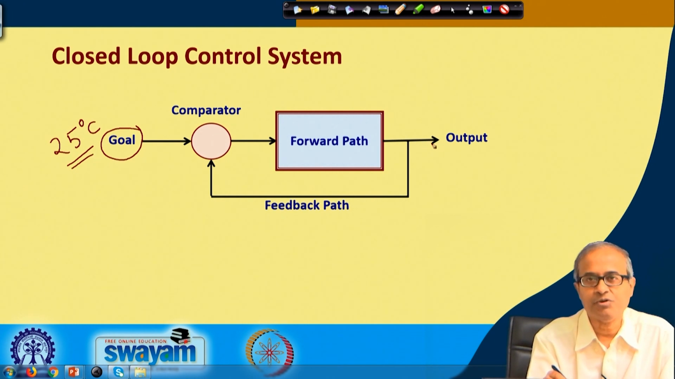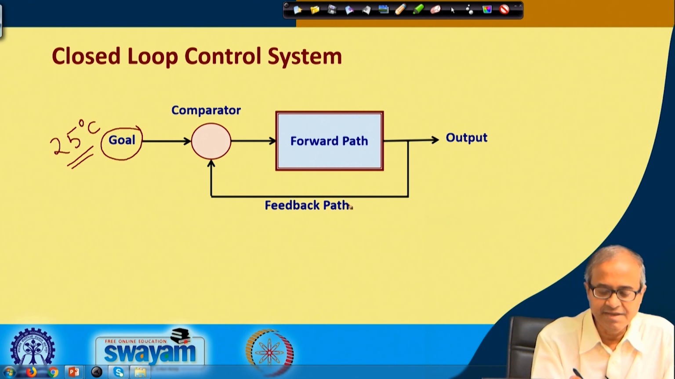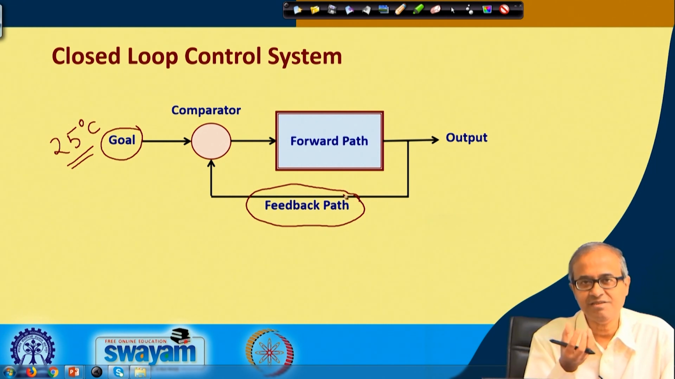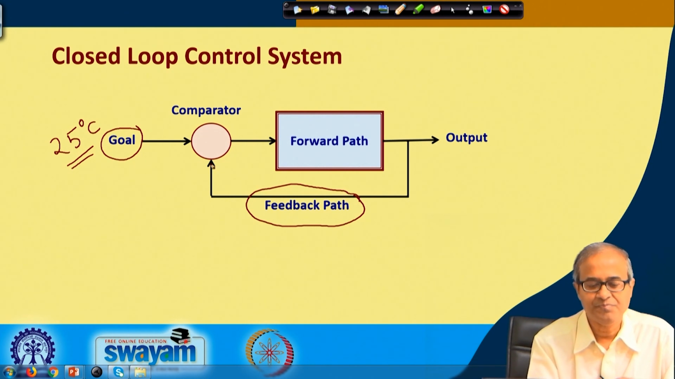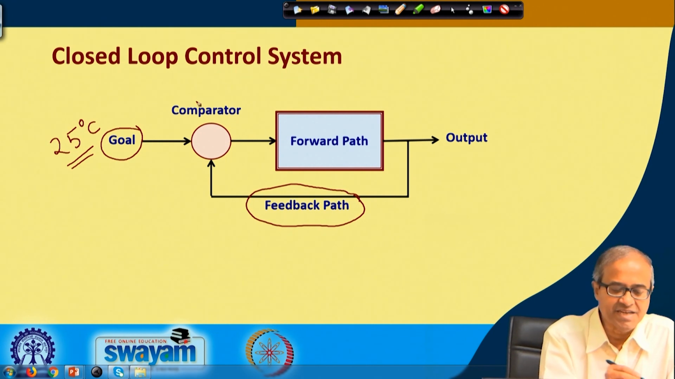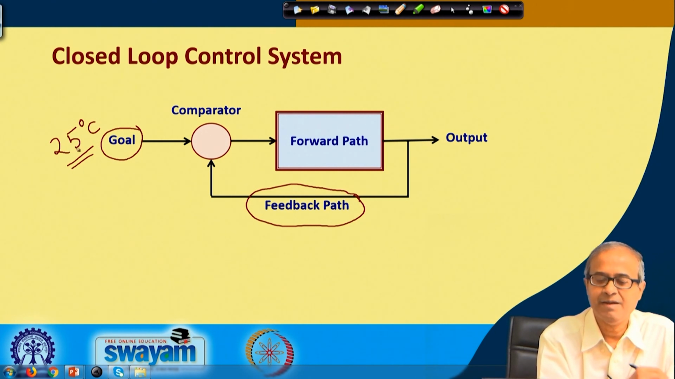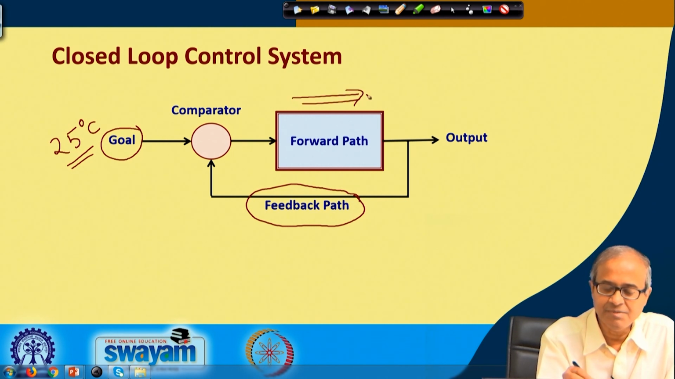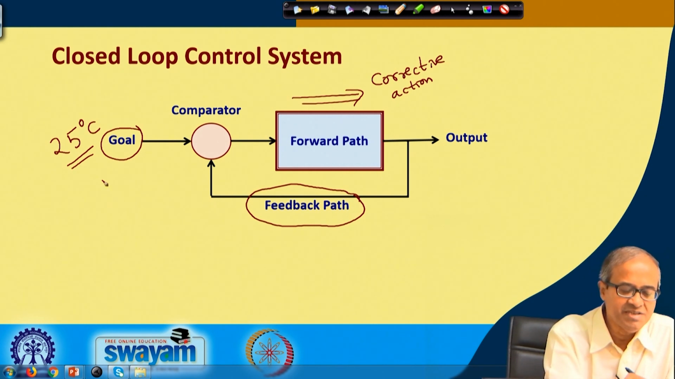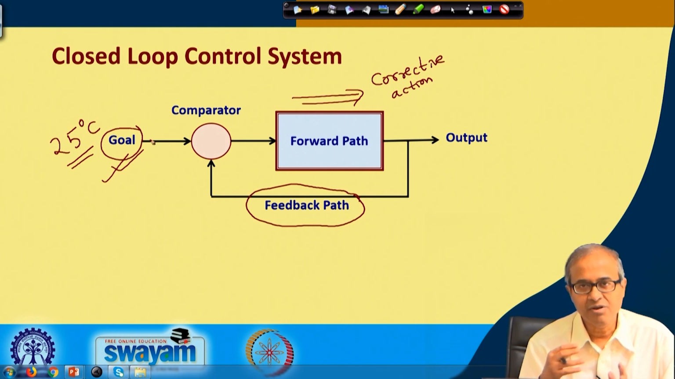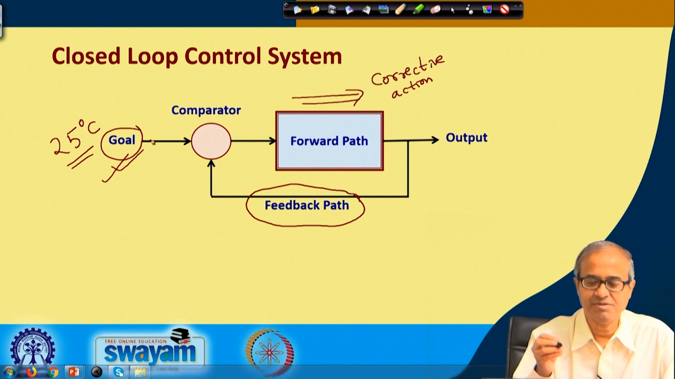And from the output, let us say the room where I am sitting, there will be a feedback path. That means, there will be some sensors which will be reading the temperature and sending me back some feedback value. There will be a comparator which will be checking whether this feedback whatever you are reading is less than or greater than the set goal. Depending on that, you will have to send some kind of corrective action along the forward path, so that the output value of the parameter is as close as possible to the set goal. This is the overall purpose of having a closed loop control system.